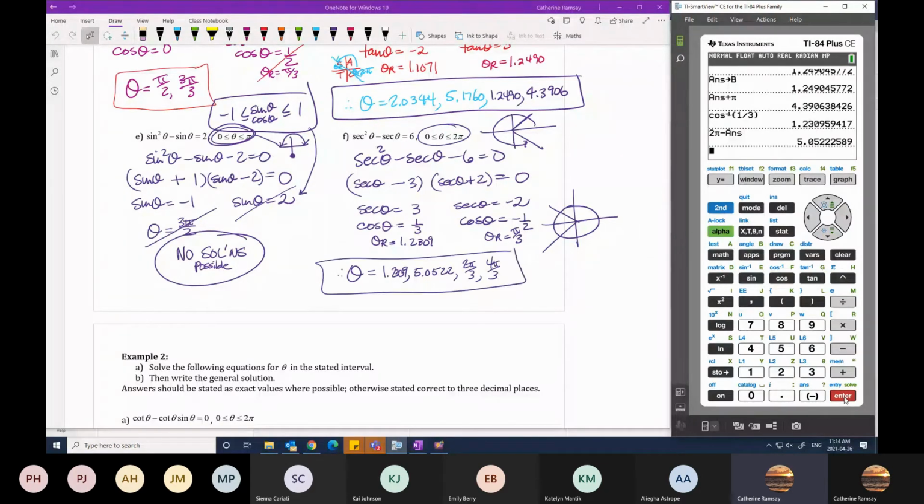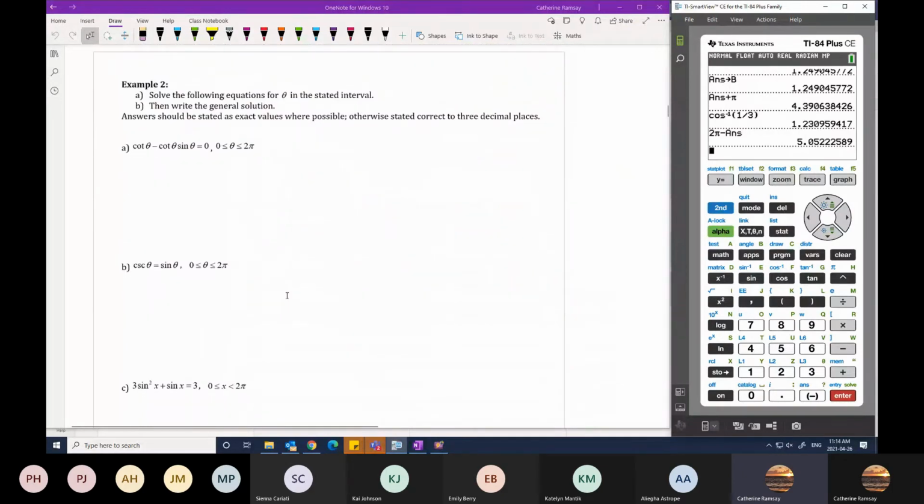All righty. Any questions before I go on? So it takes some practice, and especially the calculator, just knowing where you're supposed to be looking and things like that. Okay, example 2, we're going to get basically introduced to where day 3 is going for my solving. So example 2 says, solve the following in the stated interval. And then it says, then write the general solution. The general solution is for every rotation of the circle. Okay?